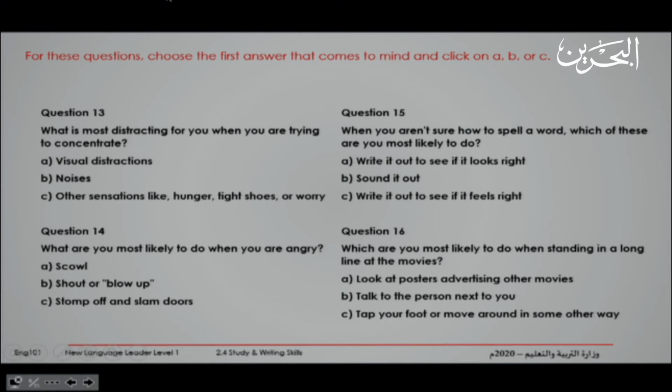The last question, question 16. Which are you most likely to do when standing in a long line at the movies? A. Look at posters advertising other movies. B. Talk to the person next to you. Or C. Tap your foot or move around in some other way.